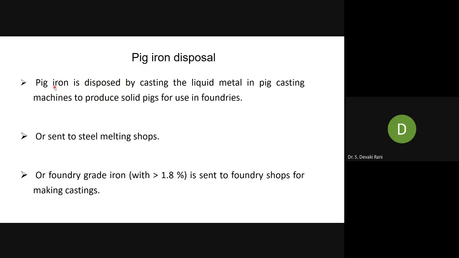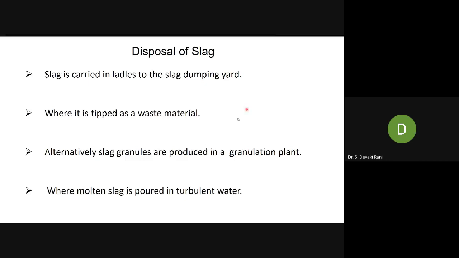Whenever we are charging pig iron to the steel melting shop for an LD converter or a Decimer converter, it should be molten pig iron. But the electric arc furnace and open hearth furnace can take solid material. So depending upon the requirement, the pig iron goes to the steel melting shop, or the pig iron can go to the pig casting machines. Now, disposal of the slag.